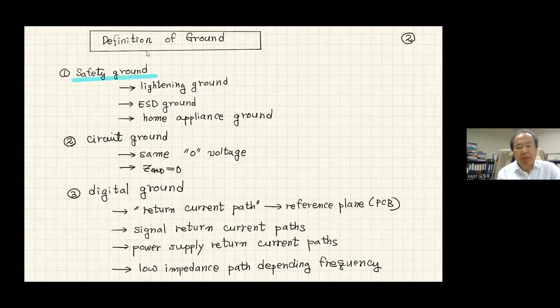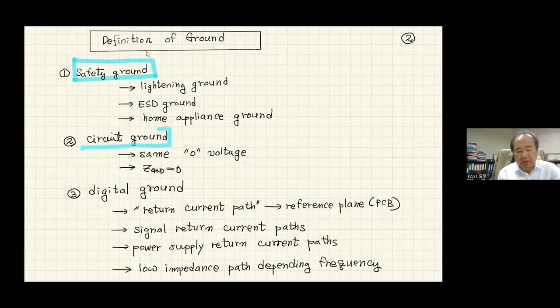So the first definition of ground may be called safety ground. It intends to protect the human body from high current pulses in nature. Sometimes it could be between the cloud and ground. Sometimes between human to human, we may have ESD. So to protect from current for safety, we usually have safety ground.